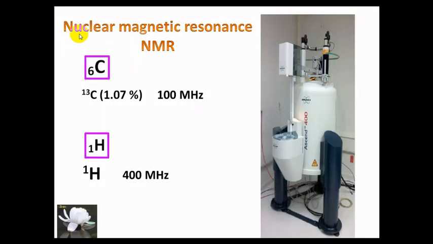Here we can see nuclear magnetic resonance equipment. This technique is very useful because the samples could be solid or liquid. Also, the compound must be dissolved in a deuterated solvent. The frequency to see the nuclei of the 13 carbon isotope is 100 MHz and the proton isotope is 100 MHz.